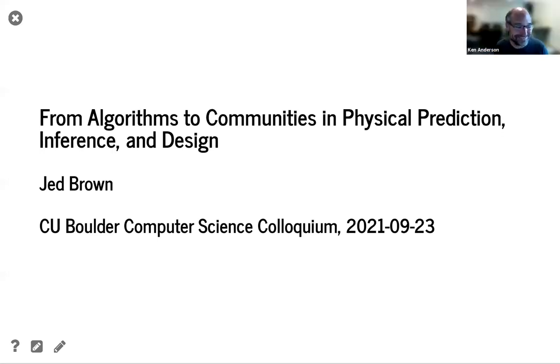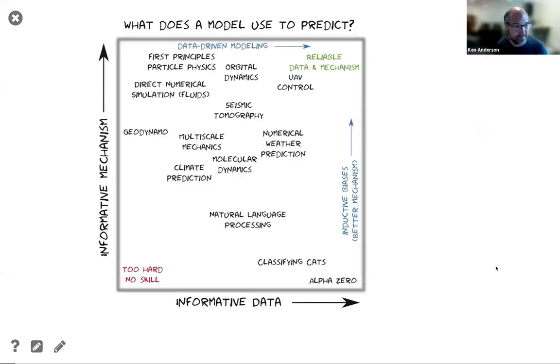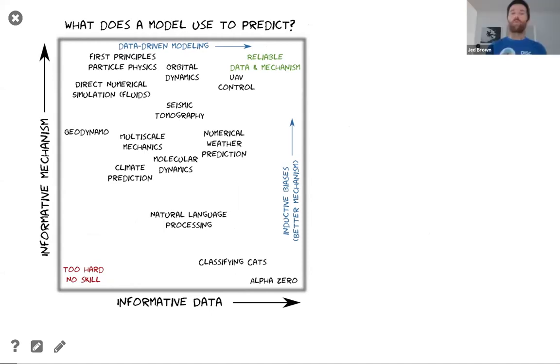Okay, I'll carry on. Let me know if anything else comes up. So where I'd like to start here is a big picture of how different sorts of models use data and use mechanistic understanding. So this is like first principles physics or conservation principles or inductive biases.